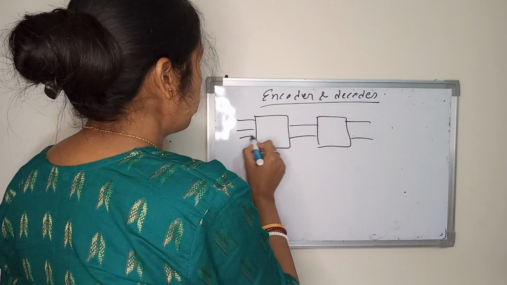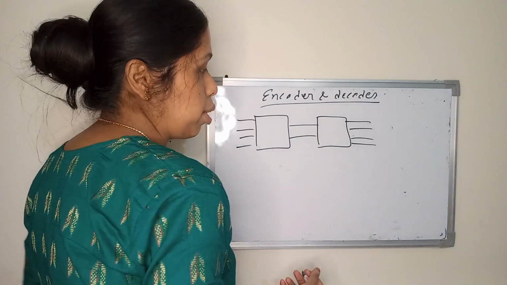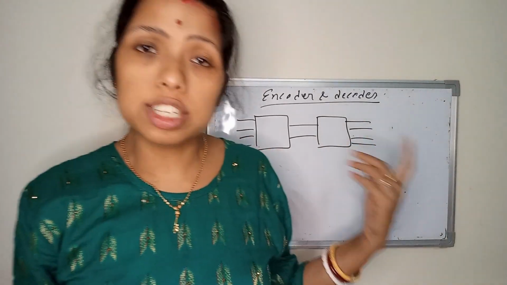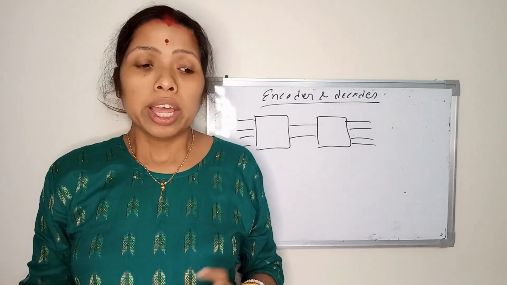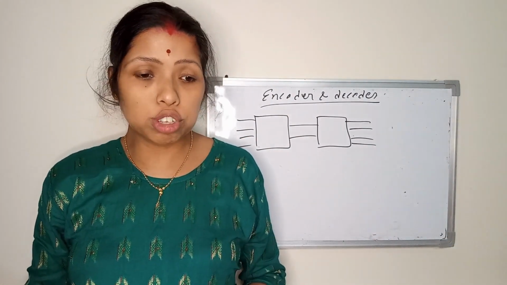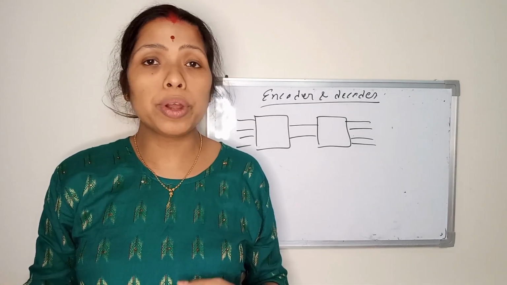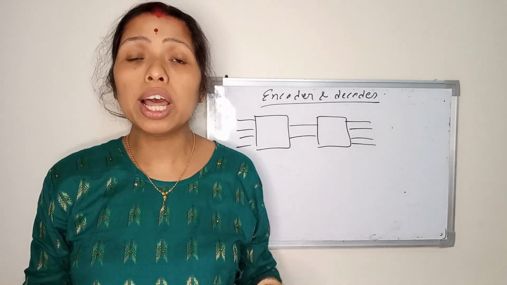So encoder means which encodes something, and decoder means which decodes something. Normally the encoder is used on the transmitter side and the decoder on the receiver side. If you want to send a decimal number into the computer, the computer will not understand the decimal number. We have to convert this decimal number into binary.